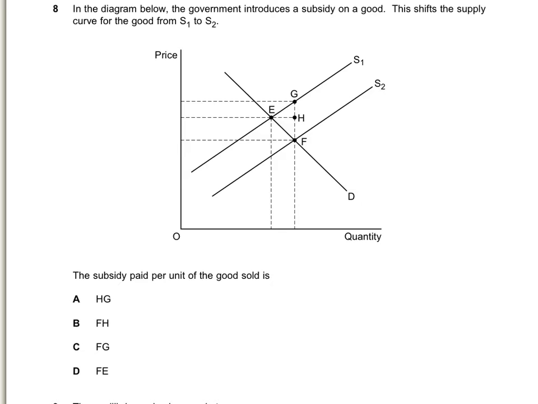Question 8, always highlight the keywords in the question. So it's about a subsidy. We know a subsidy will shift the supply curve to the right, so to increase supply. The subsidy per unit is always a vertical distance, and when we're at the new level of output F, the vertical distance is the distance FG or GF, so in this instance the answer is C.